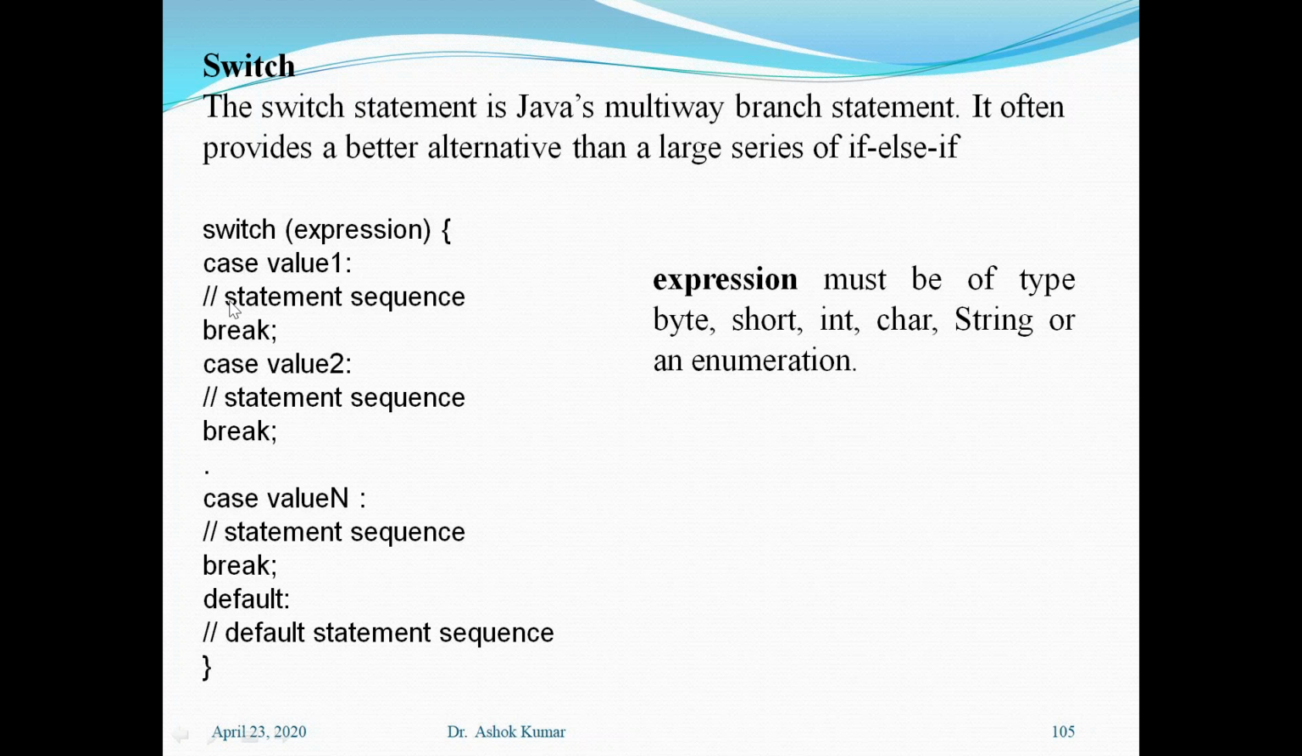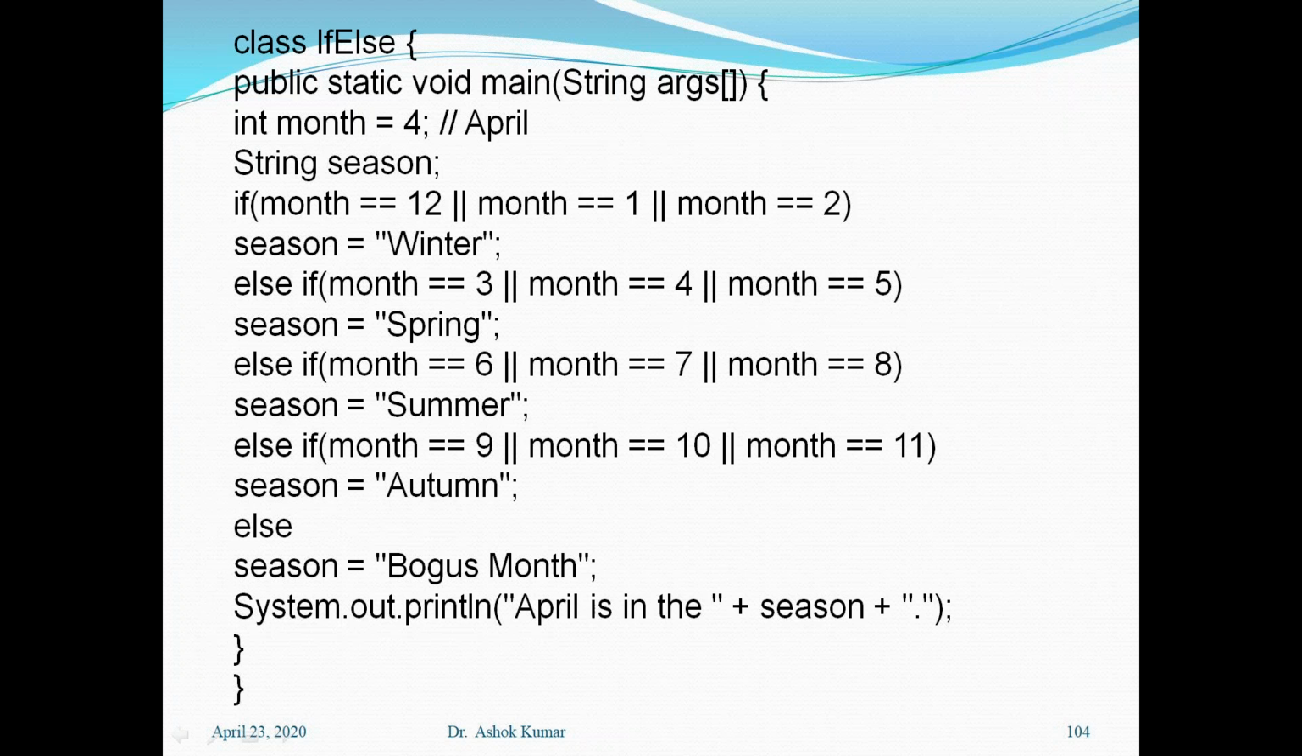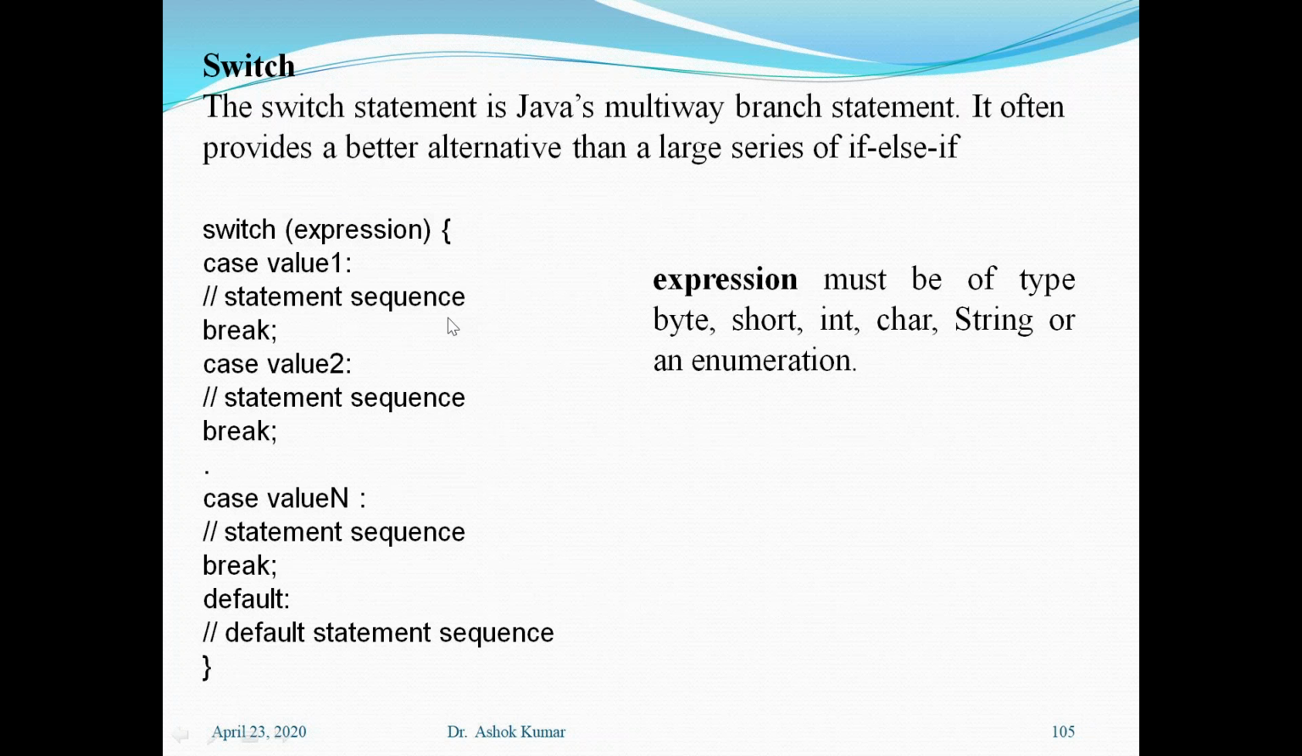The syntax of switch is this: you will use switch first, then there should be an expression. In the case of if, the expression should always be a Boolean expression, as we discussed earlier. But in the case of switch, the expression can be of type byte, short, int, character, string, or enumeration. Enumeration we will discuss in the coming lectures. So this expression can be one of these five or six types.